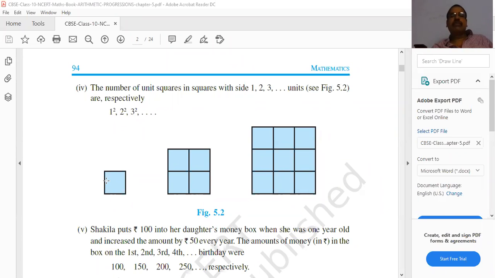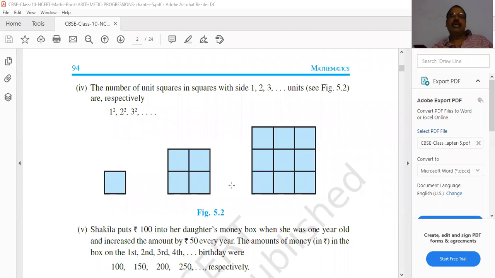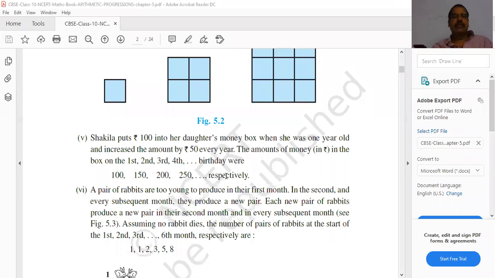Okay, 1 square, then 2 square is 4, 3 square is 9. 1, 4, 9 means 1 plus 3 is 4, 4 plus 5 is 9. So the difference here is 3, here 5. So this is not in AP. That's why I'm telling some examples.